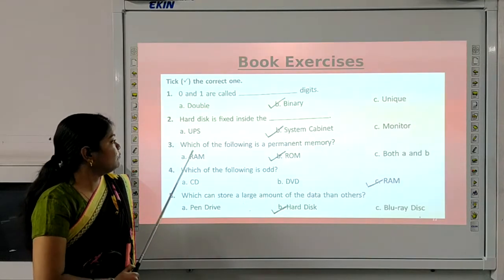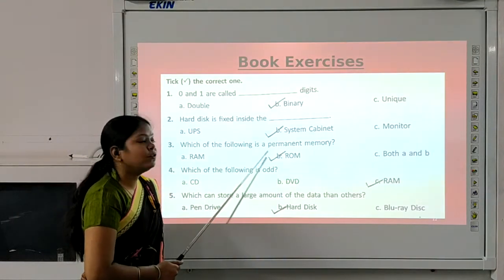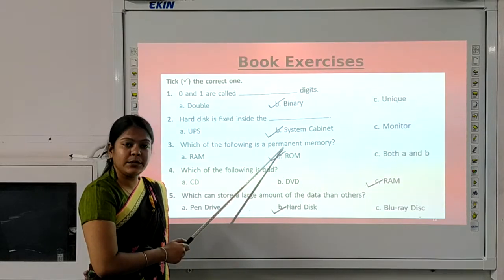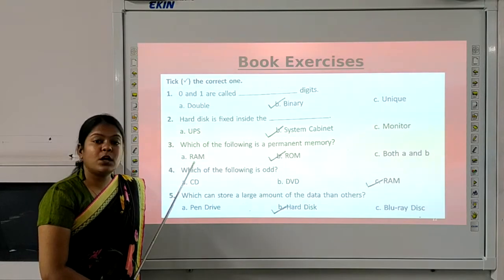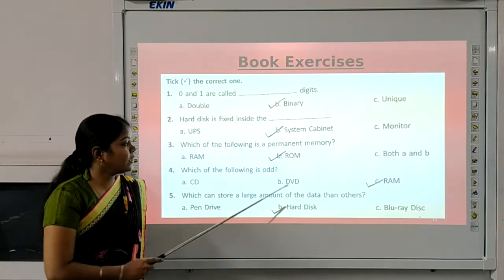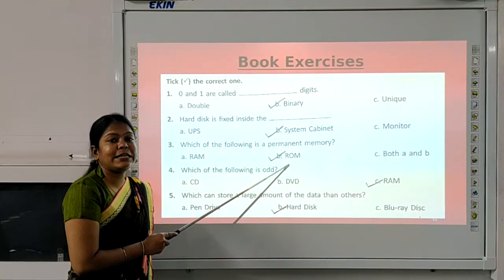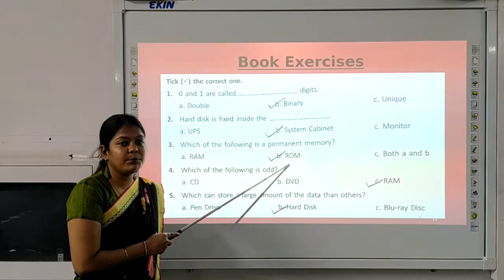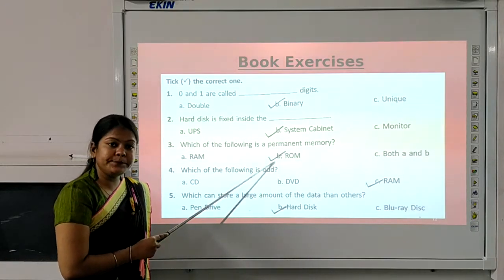Next question is which of the following is a permanent memory. So you have to find out kaun sa option jo hai wo aapka permanent memory hai. Options are RAM. Students, RAM is not the permanent memory, it is the temporary memory. Okay, next we have ROM. ROM is a type of permanent memory because it can store the data and information permanently. So your correct answer is ROM. Put the right mark here.